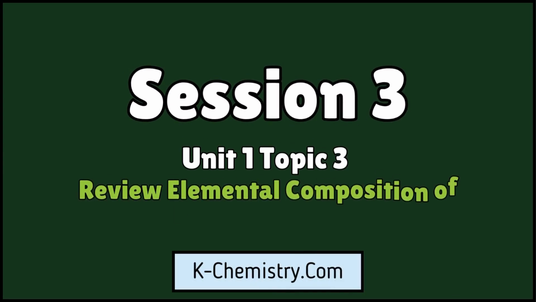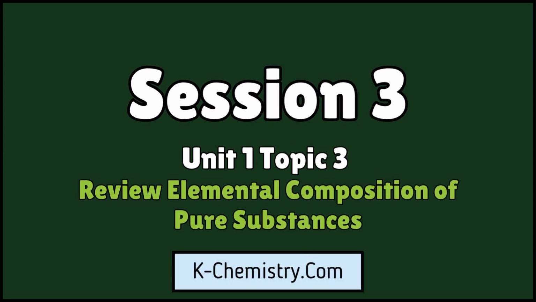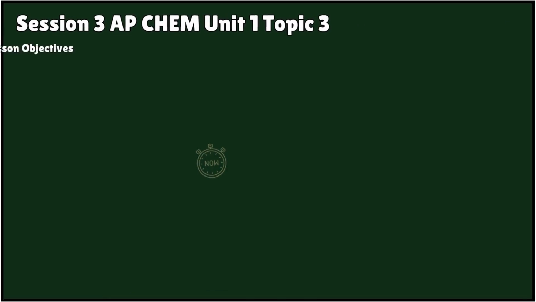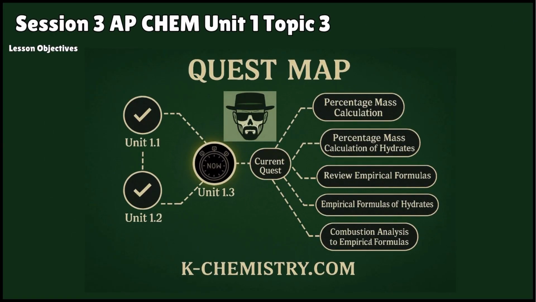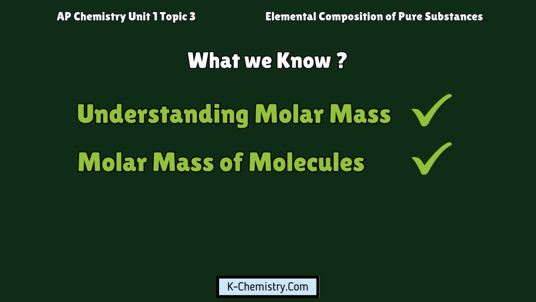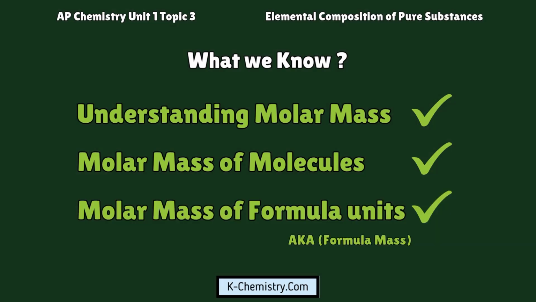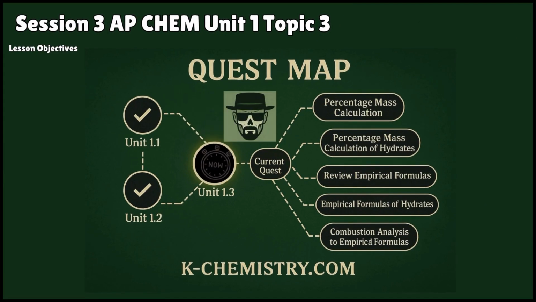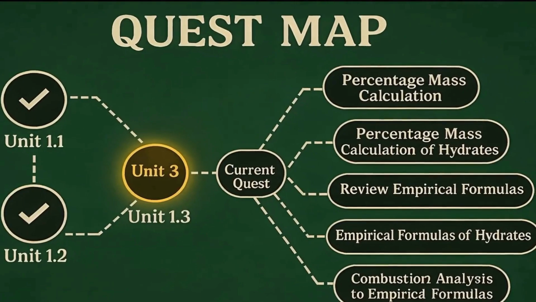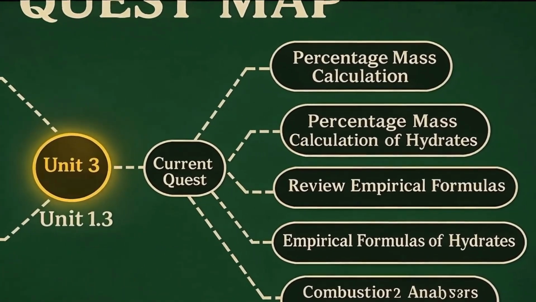Let's see what we'll have. Just a review for the elemental composition of pure substances. We are already done with Unit 1.1 and 1.2. 1.3 is where we are now. We already understand molar mass and molar mass of molecules. We can even get the molar mass of formula units, a.k.a. formula mass. But what do we have today? Let's zoom out. Percentage mass calculations is what we are interested in today.